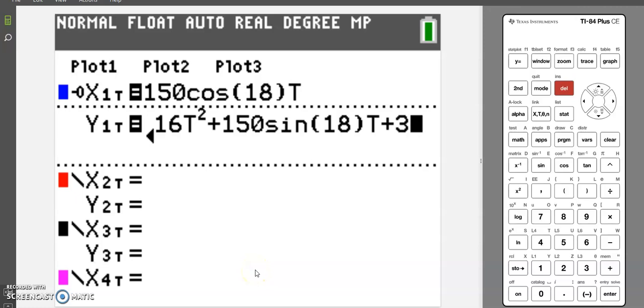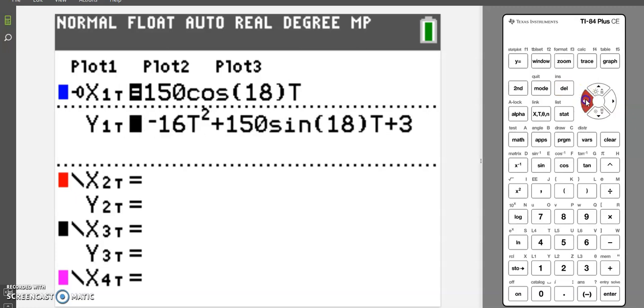Okay, now we're going to show how to model the baseball problem on our graphing calculator. I already put in the equations that we had done when we did the problem. Our x equals 150 cosine of 18 times t, and the y is negative 16 t squared. I think the negative is there. I need to go over here and double check. It is.